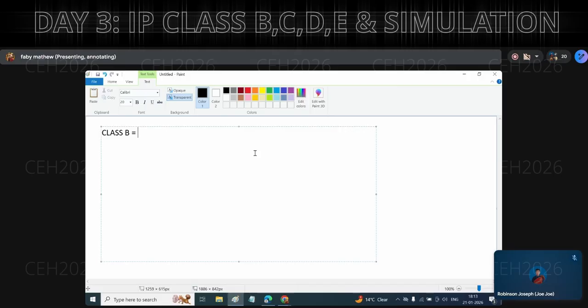Just carefully listen to me and see here how the IP addresses are being created and how we are analyzing the IP addresses by seeing the first octet. So in class B, the range is 128 to 191.